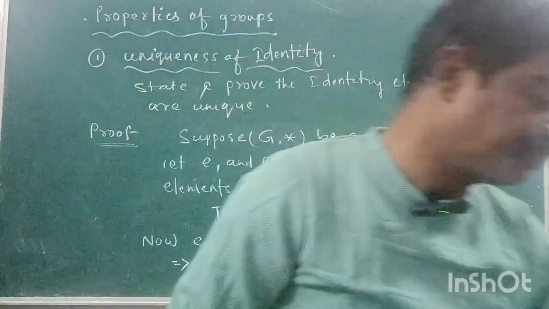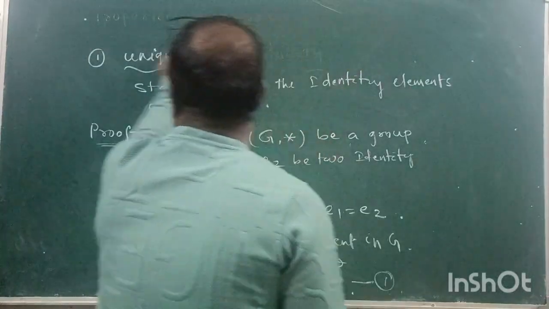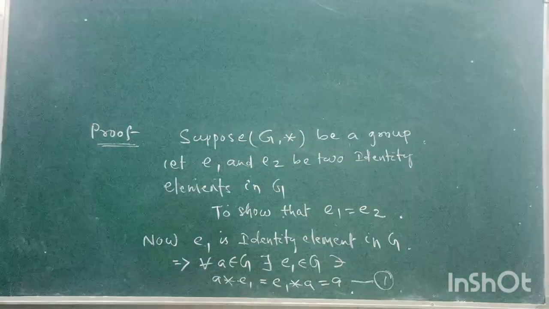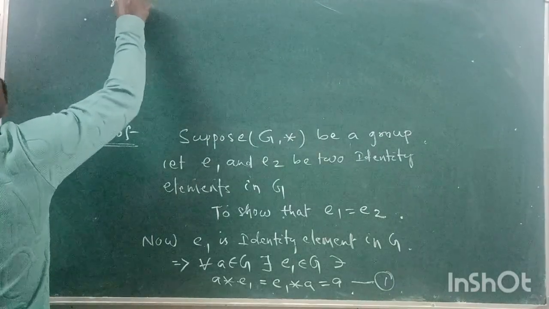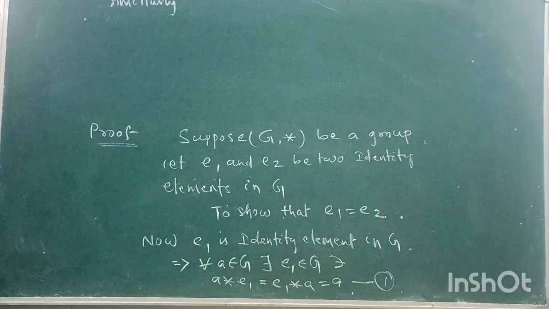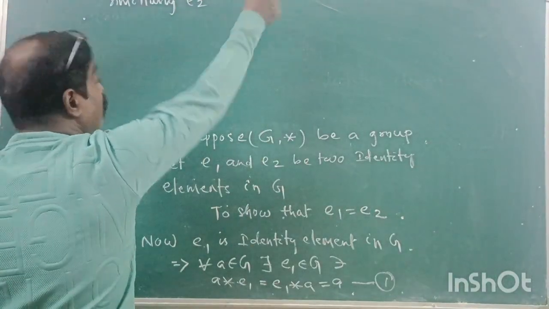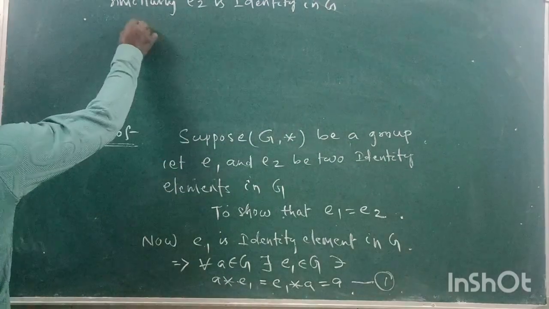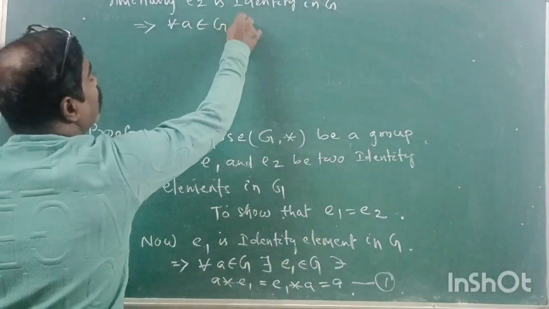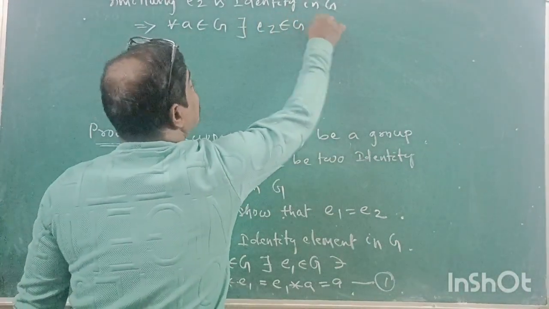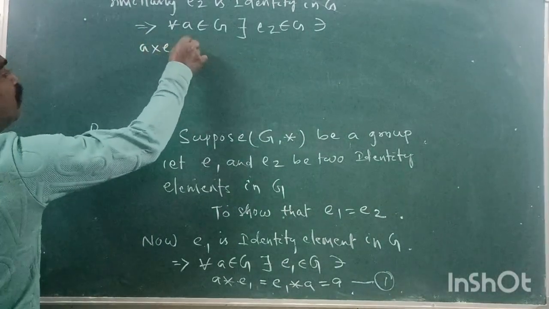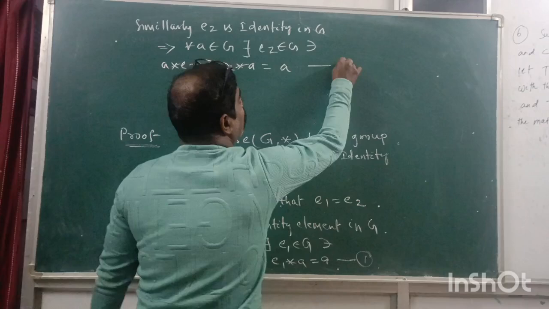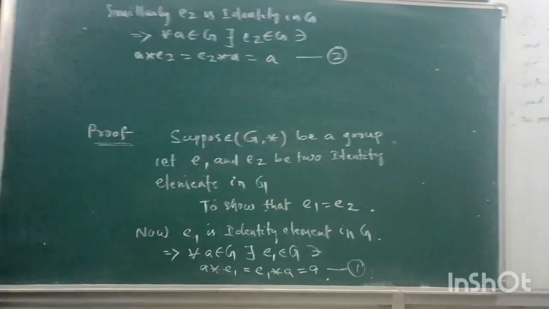Understand? Okay, fine. Similarly, E2 is an identity element in G. This implies for all A belongs to G, there exists E2 belongs to G such that A star E2 is equal to E2 star A is equal to A. Equation number 2. Understand? Right.